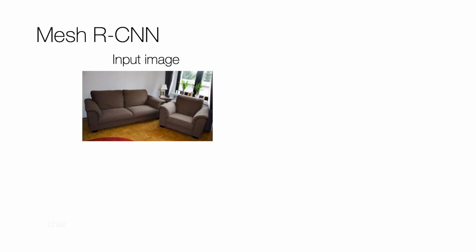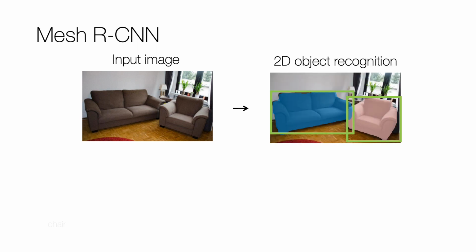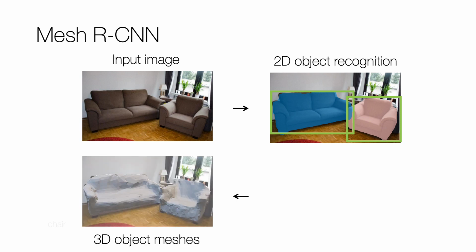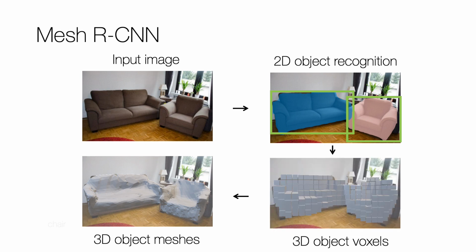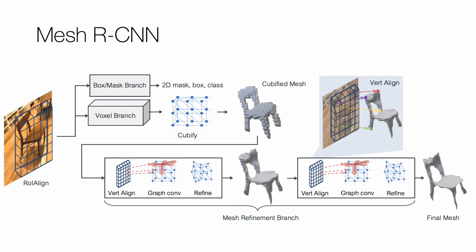Our system, called Mesh R-CNN, presented in ECCV 2019, takes as input a single image. It recognizes and detects all the objects in the image with 2D bounding boxes and instance masks. And it predicts the objects' 3D shapes in the form of meshes. To capture the varying topologies of object shapes, we predict intermediate 3D voxels, which are refined to produce the final mesh predictions. An overview of Mesh R-CNN is shown in this figure.